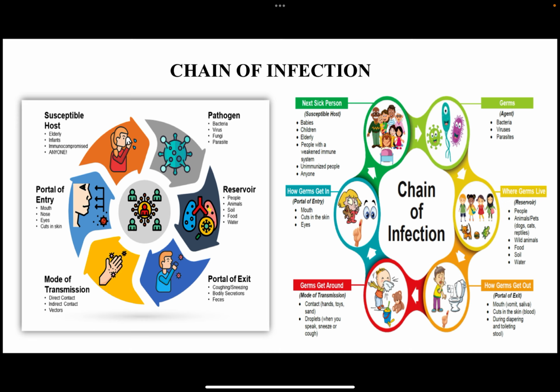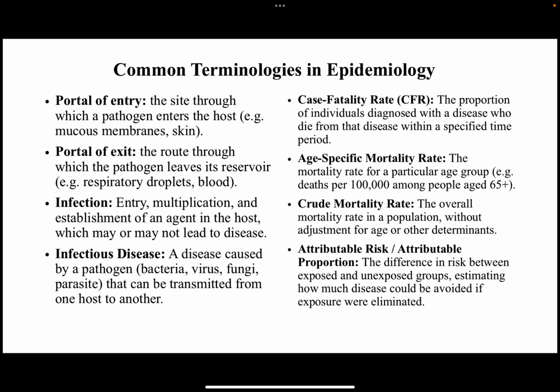Okay, then we have the portal of exit. Portal of exit is the mechanism through which a pathogen leaves the host. That is what we call portal of exit. The route or the mechanism through which a pathogen leaves the reservoir. Some organisms leave the reservoir through coughing, through sneezing. Okay, for example, cholera leaves through contaminated feces. Do you get it? So portal of exit has got to do with how a pathogen leaves the host. The mechanism or the route through which an organism leaves the host.